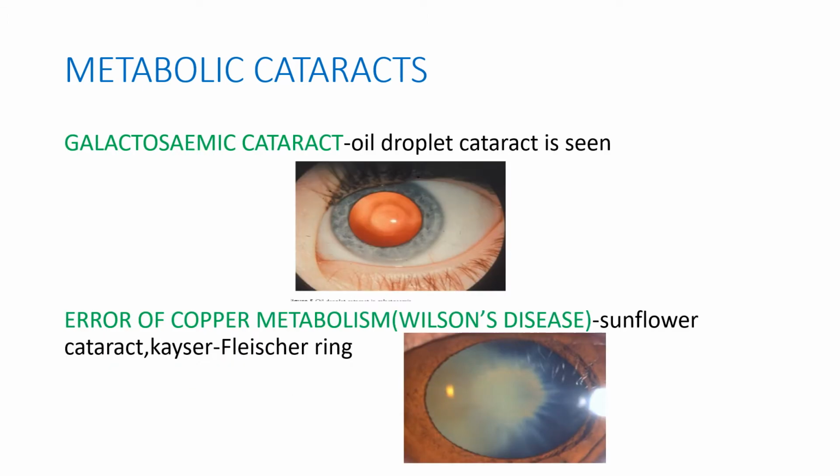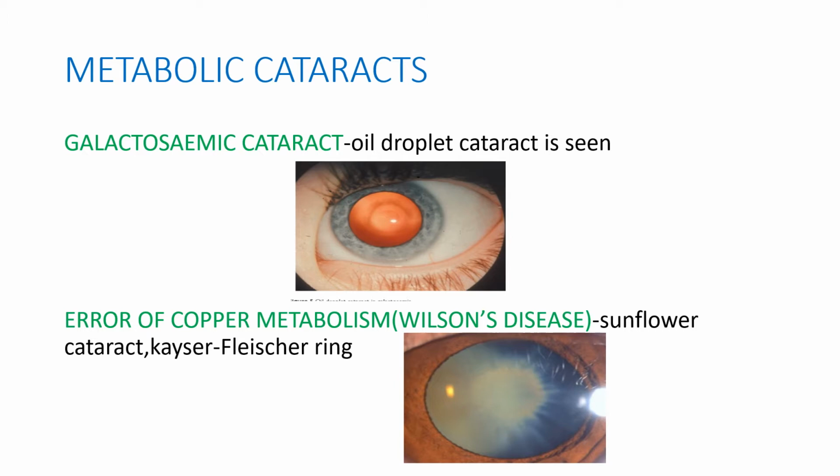The second type of metabolic cataract is a galactosemic cataract. So it happens due to the deficiency of an enzyme. You should know the name of the enzyme. One important viva question is the type of cataract seen. The type of cataract seen in galactosemia is the oil droplet cataract. Here in the picture you can see the oil droplet cataract.